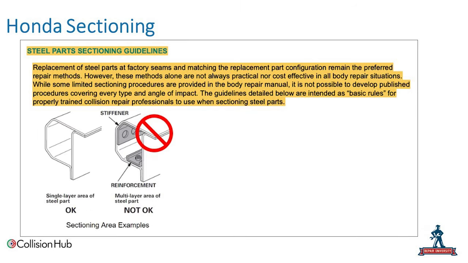All right, so now let's get into the Honda sectioning statement. I'm gonna read this in its entirety, so bear with me, but I think it's important because this is why Honda developed this. Replacement of steel parts at factory seams and matching the replacement part configuration remain the preferred repair methods. However, these methods alone are not always practical nor cost-effective in all body repair situations. While some limited sectioning procedures are provided in the body repair manual, it is not possible to develop published procedures covering every type and angle of impact.